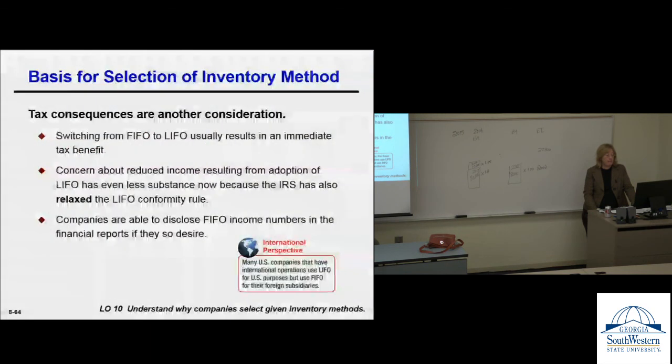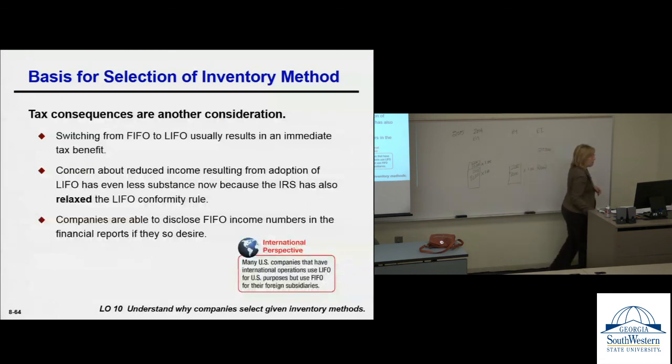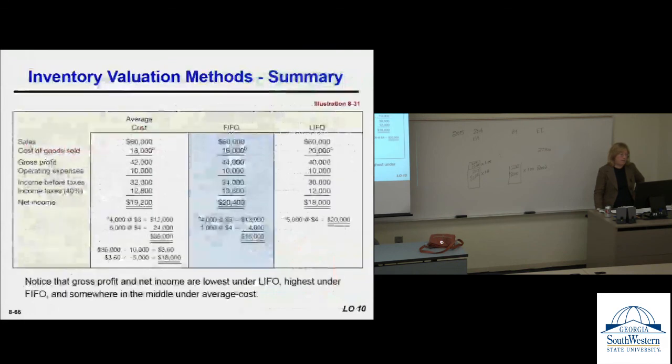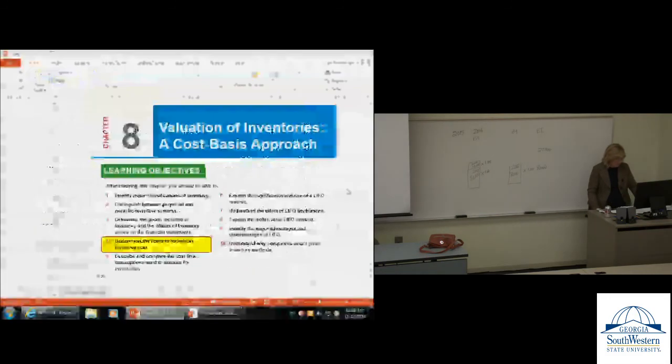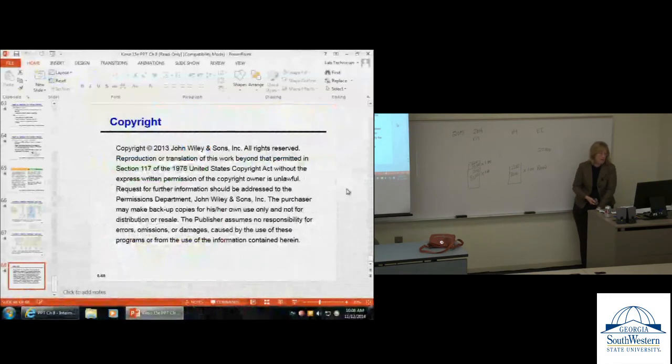Switching from FIFO to LIFO, you get a tax benefit. If a company switches from FIFO to LIFO, you get a tax benefit. But I think a lot of people have already played that game. So, all right, I think we're done with this part. So let's just work problems now.